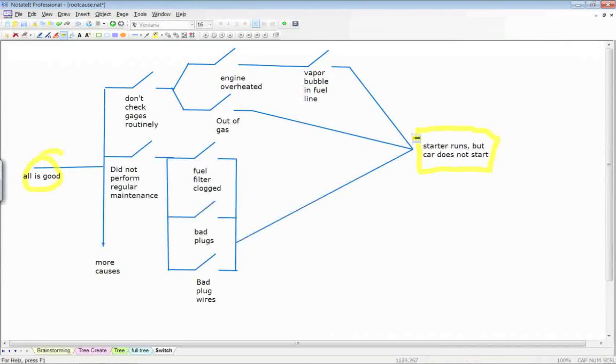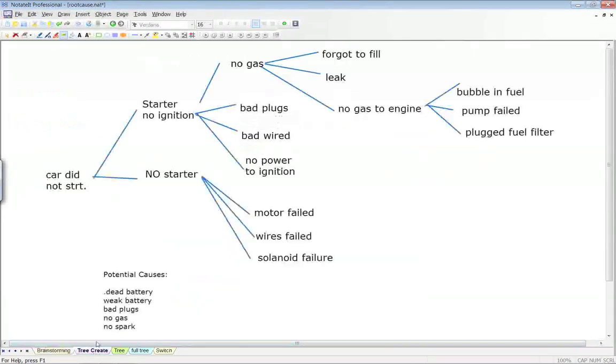Now, if we take our causes on the prior slide, what can they be? Let's talk about them in sequence, but generally you go backwards. Your causes come here. So I could have a bubble in the fuel. I could have just run out of gas. I could have bad wires, bad plugs, and a clogged fuel filter. These are the ones we created here. These three lead to no gas to the engine. Here we've got the plugs and wires leading to no starter.